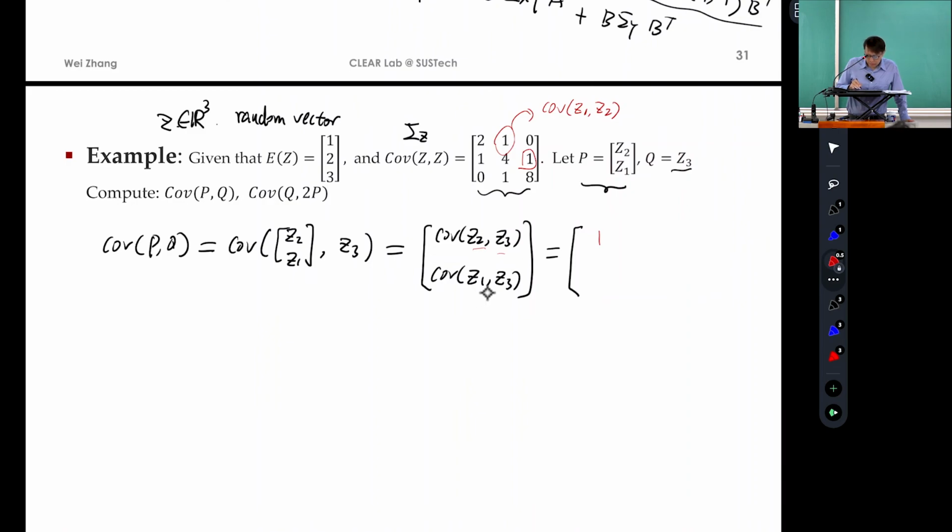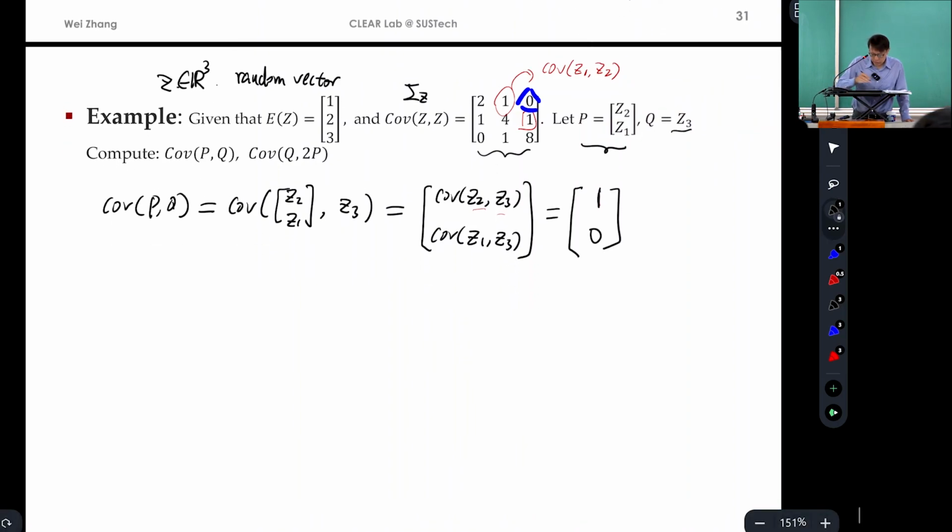Covariance of Z1 with Z3 is 0. It's this guy, right? So this is 0. Simple, right? If I ask you this, you just need to look for the right columns and rows if you know the definition. There's nothing harder or difficult or challenging involved.